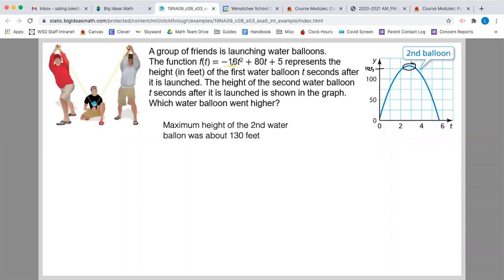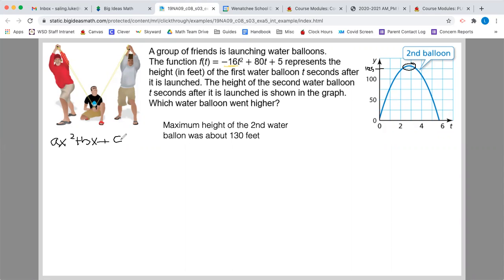That's an a. That's the a value in our standard form, which, in case you've forgotten, is ax squared plus bx plus c. That a value ultimately determines whether or not the parabola opens up or down. Since the a value is negative, that means it opens down like it shows in the picture, and therefore it has a maximum value.